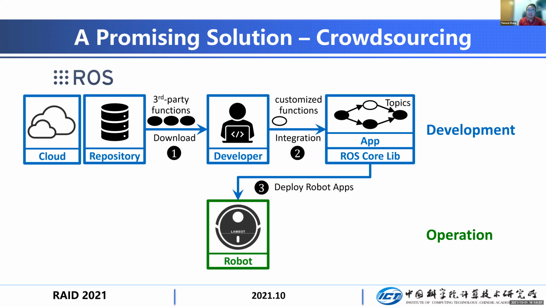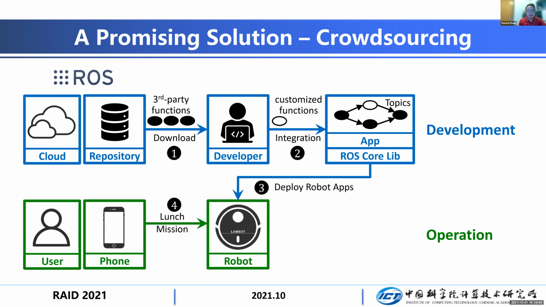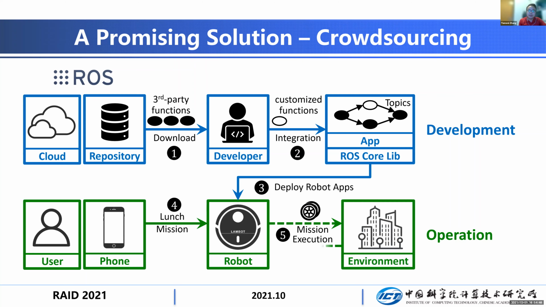This app will be finally deployed on the robot. And the user is able to use smartphones to interact with the robot and launch missions. So the robot is able to start the task and interact with the environment. When the task is finished, the robot will send the feedback to the users through the smartphone. So this is the entire life cycle for the development and also the operations of the robot apps.